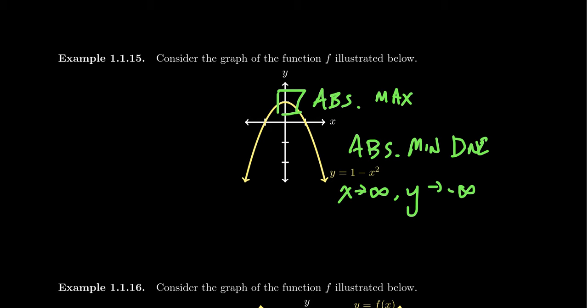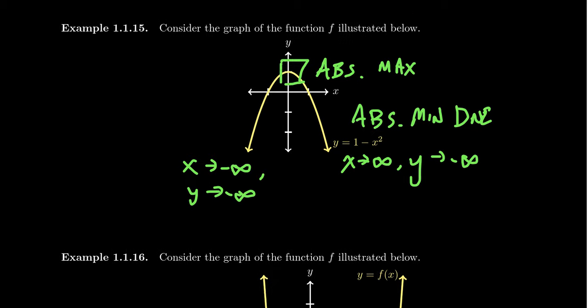And likewise, as we go on this southwestern arrow, you're going to get, as x approaches negative infinity, oh boy, negative infinity, y will likewise approach negative infinity as well. And so this function doesn't have an absolute minimum.